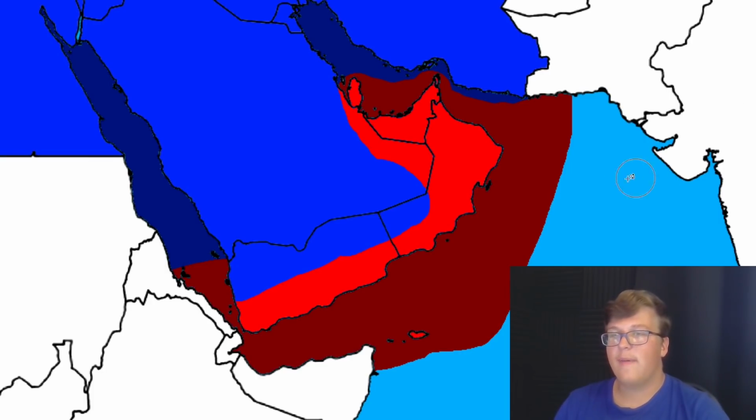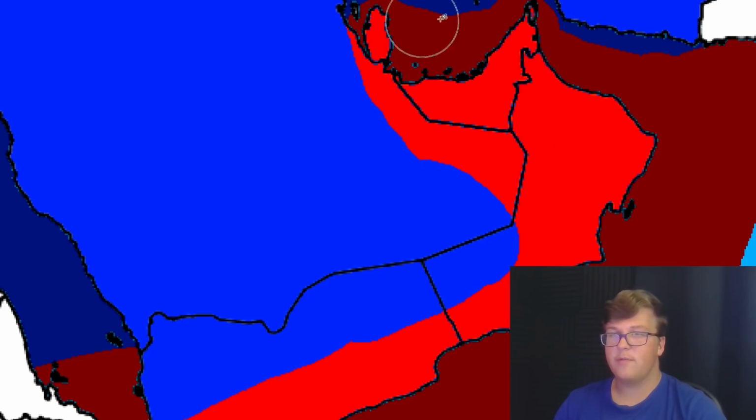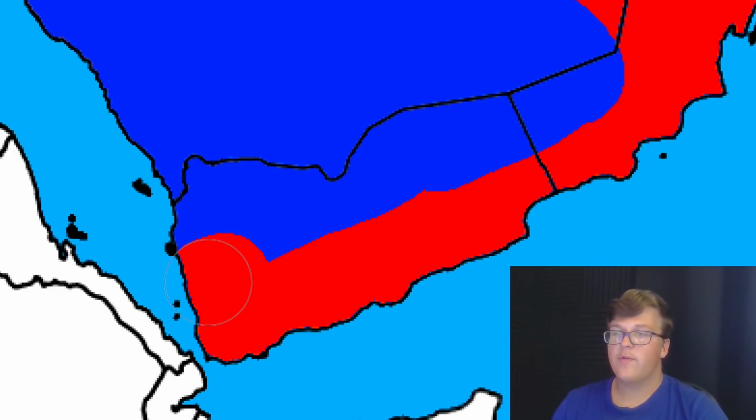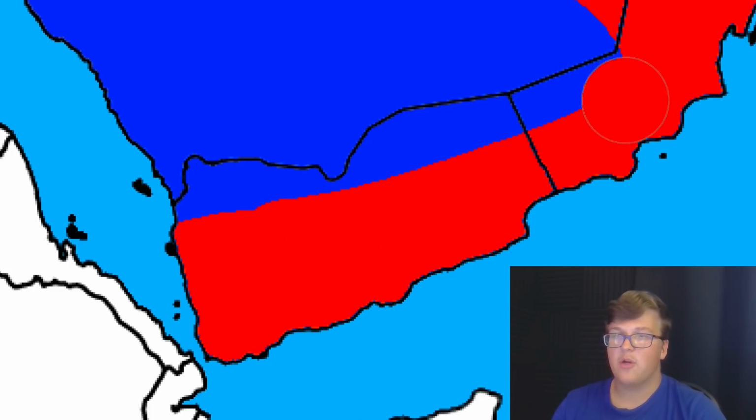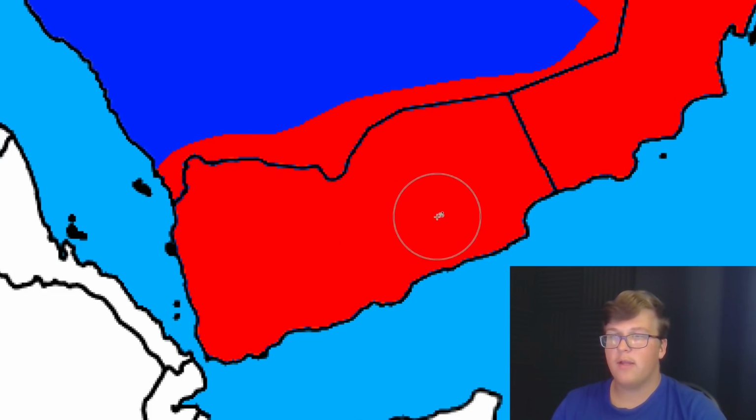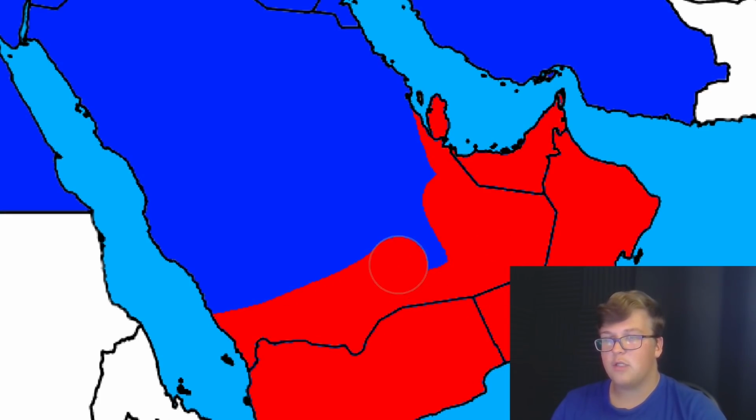So taking a quick look back real quick, this is what the US Navy has occupied, and on land, this is what the US Army has occupied. Back on land, the US Army rearranges and starts to push back the Saudi Arabian Army. They manage to completely recapture Oman and Yemen, and start a full-scale invasion of Saudi Arabia.